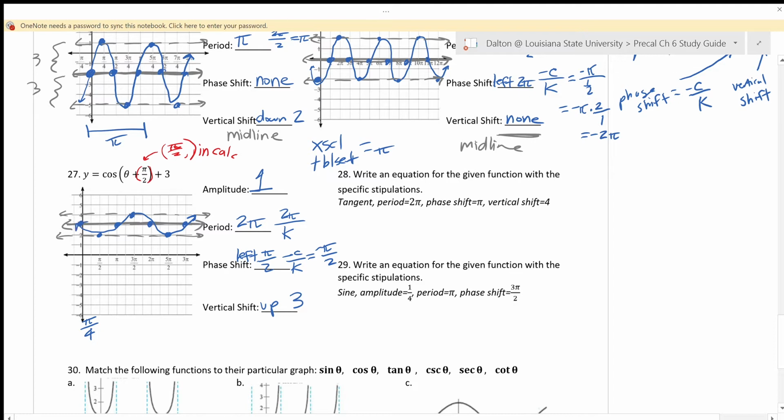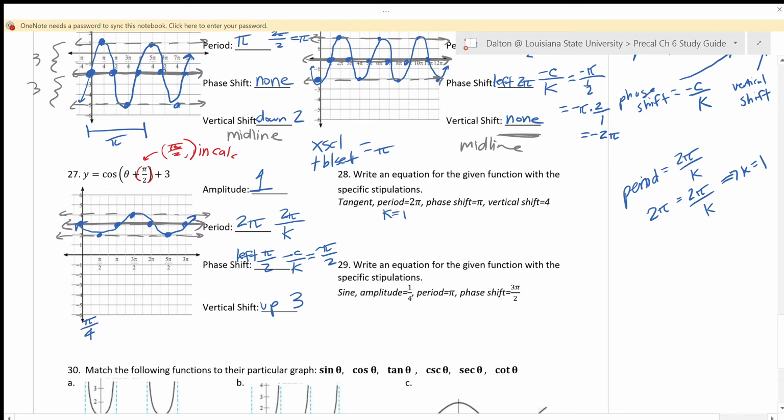Now, number 28 and 29, I'm giving you information. I'm asking you to go backwards and give me the equation with this information. Okay, so number 28, first of all, the tangent function. When it says a period of 2 pi, that's typical. Okay, so that means, you know, k value, if period is 2 pi over k, but then I tell you that the period itself is 2 pi, then the only way for that to be true is that k must be equal to 1. Okay, so a period of 2 pi means k is equal to 1.